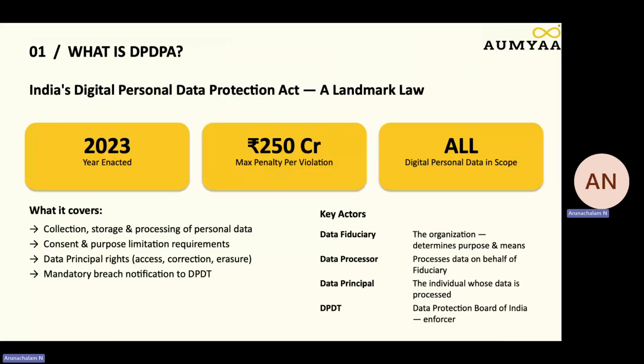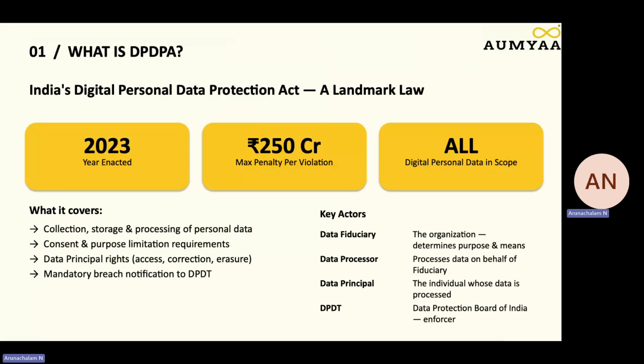Let's start with a fast baseline because this affects how we scope everything that follows. DPDPA was enacted in 2023 and it applies to all digital personal data, not just financial or health data, all of it. That's a broad scope, and it's the first thing that should register. This isn't a niche compliance requirement. It touches nearly every system that stores a name, an email, or an identifier. The penalty exposure is serious, up to 250 crore rupees per violation. That number is designed to get budget approved, and we'll come back to it.